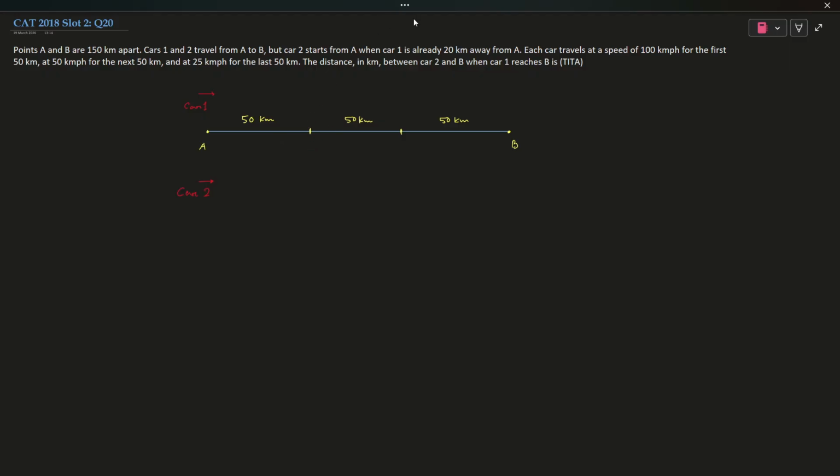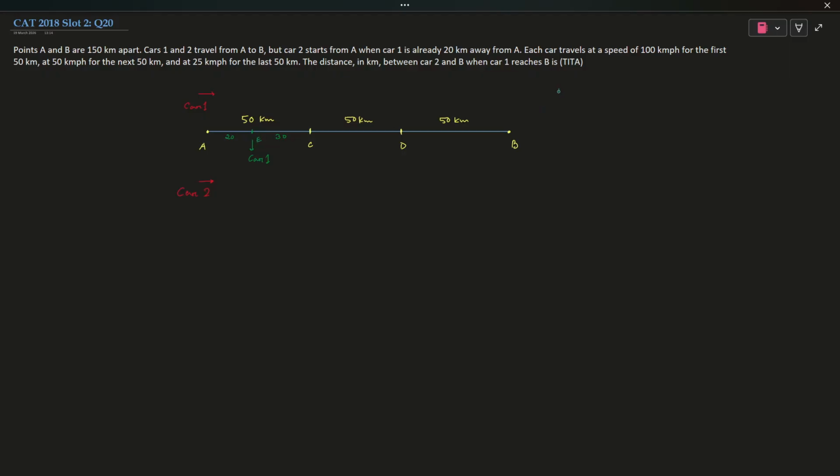Let's say A, B, C, D. Both do not start at the same time. Car 2 starts when car 1 is already 20 kilometers away, so that means this is 20 kilometers, this is 20, so this will be 30. So car 1 is at this point now. After how much time will car 1 be at this point? Let's say A, B, C, D, E.